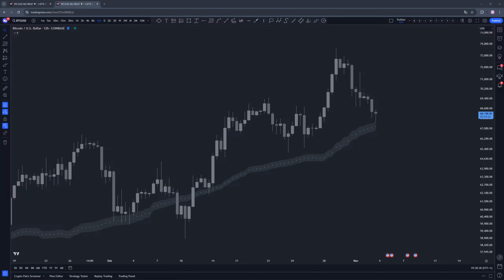In today's stream, we're analyzing Bitcoin using market profile, VWAP, and price action. By the end of the stream, I'll break down the top trades to watch for this week.